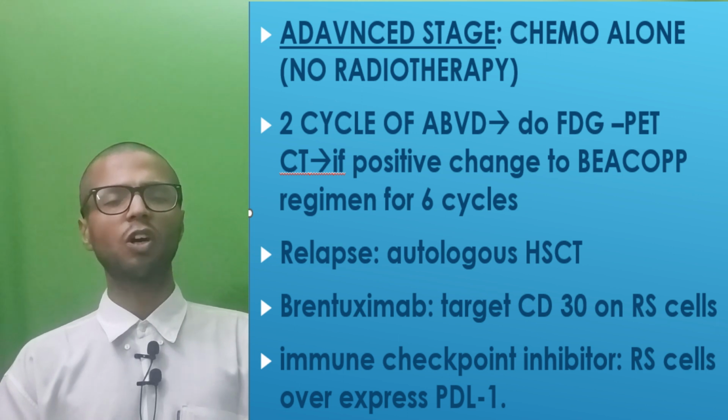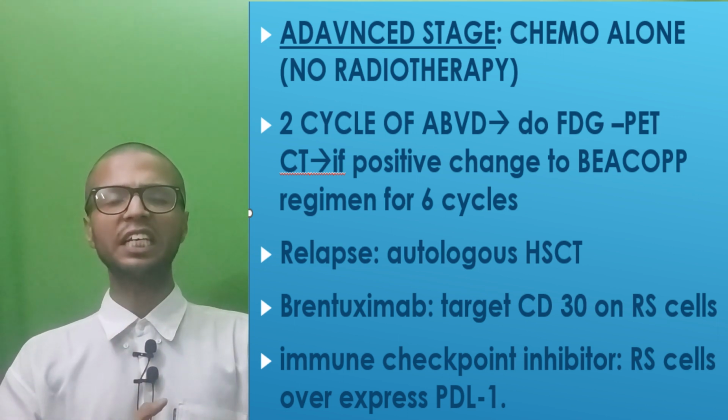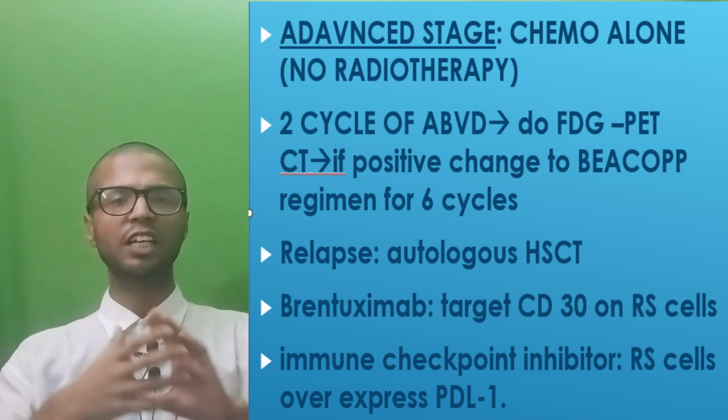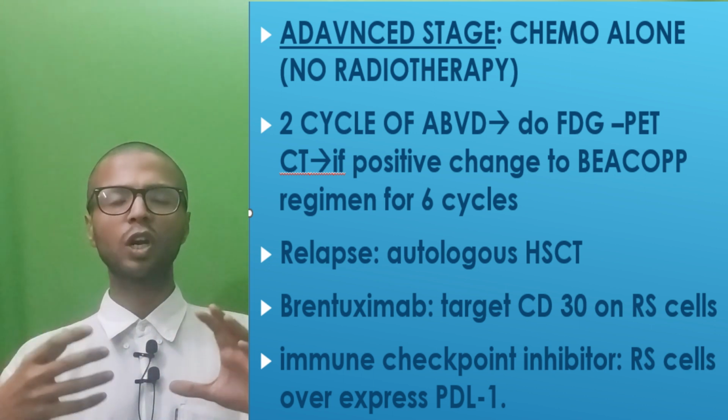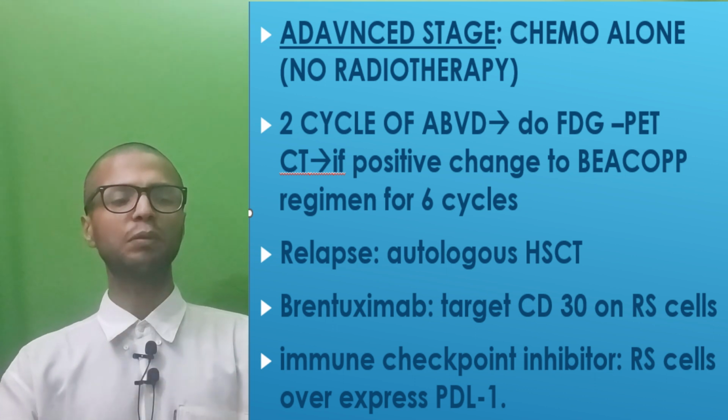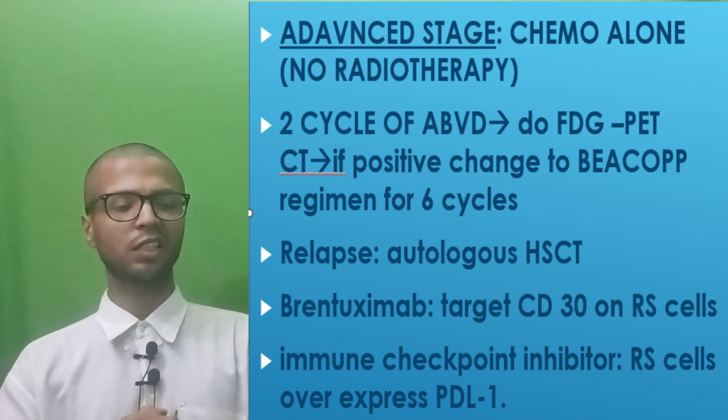And I talked about immunophenotyping in the investigation section, and Reed-Sternberg cells have CD30 on their surface. So the monoclonal antibody against that CD30 is brentuximab. So you can also use brentuximab in advanced stages.